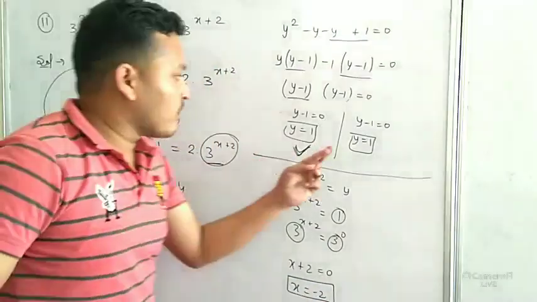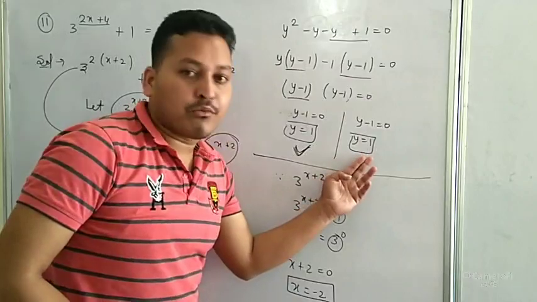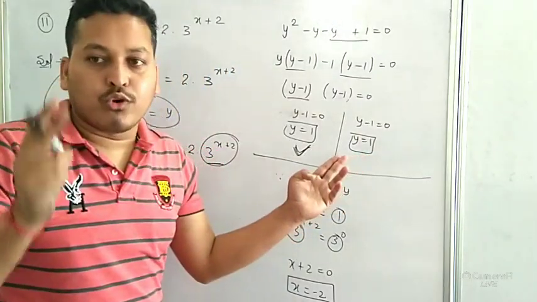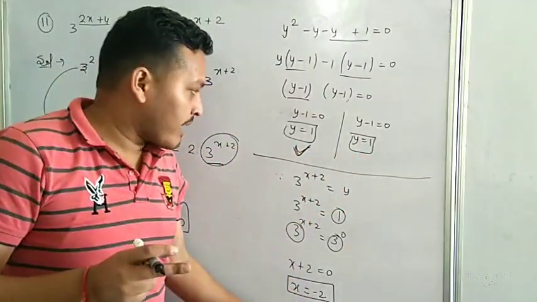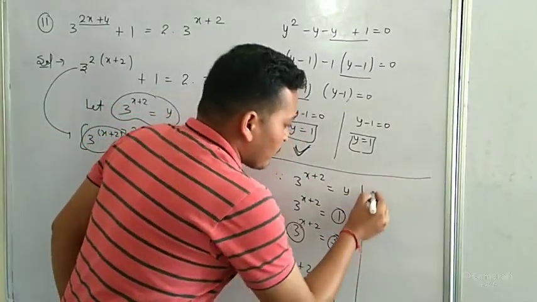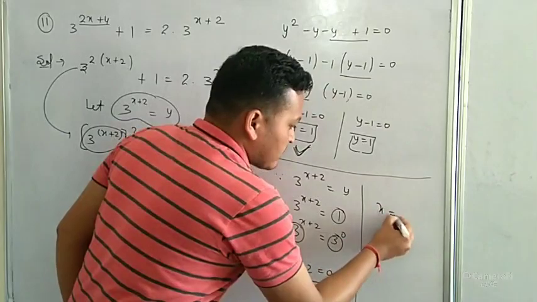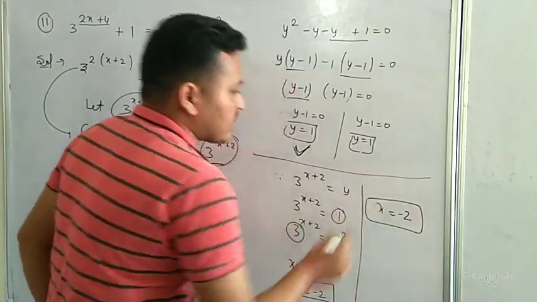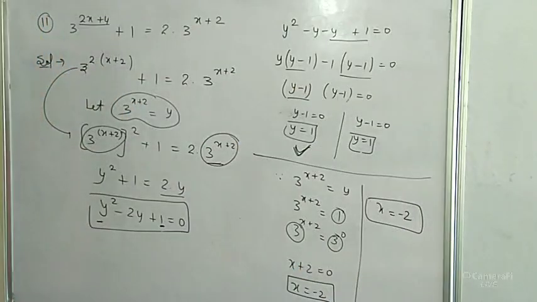But we have two values of y. For the first y we got minus 2, so for the other one it will also be minus 2. Similarly for the other y, again x is equal to minus 2. So this is the value of x: minus 2.